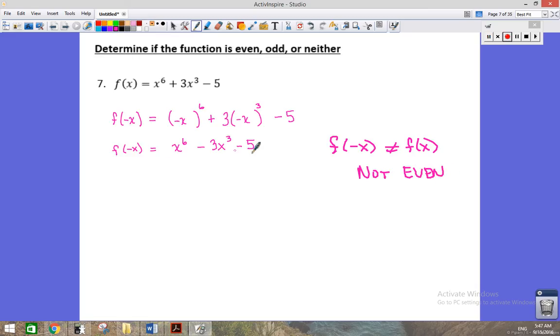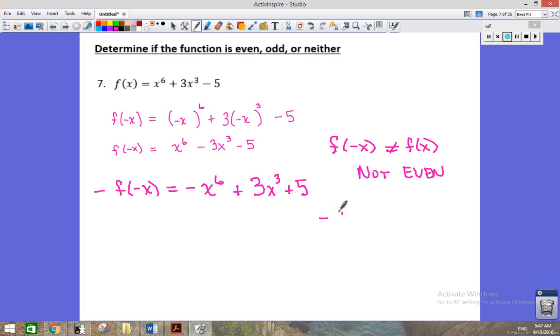Well, can I make this function equal to the original by taking the opposite of every term? If I take the opposite of this function, I have to come in and take the opposite of every term. The opposite of x to the 6th is negative x to the 6th, and the opposite of subtraction is addition. Well, I can see that this expression is not equal to the original function.